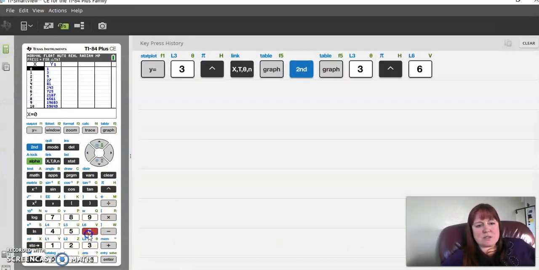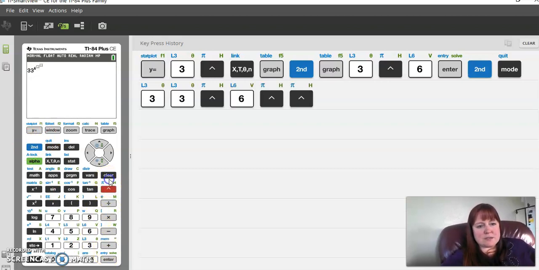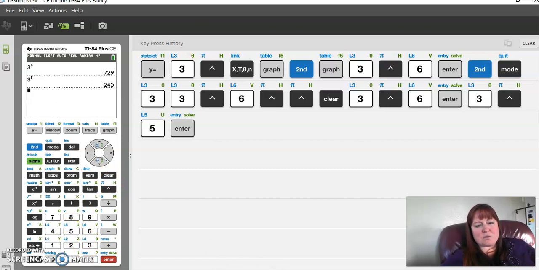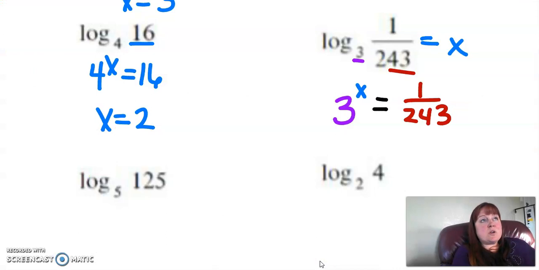3 to the 6th. Oh, I gotta get out of the table. Goodness gracious, it's amateur hour in here. Okay, 3 to the 6th is 729. Is it 3 to the 5th? It is 3 to the 5th. I was thinking it was 3 to the 5th and then I got confused with myself. Okay, it's 3 to the 5th, which is 243. So 3 to the 5th equals 243. How would we make that 1 over 243? Well, that would be the same as 1 over 3 to the 5th, right?